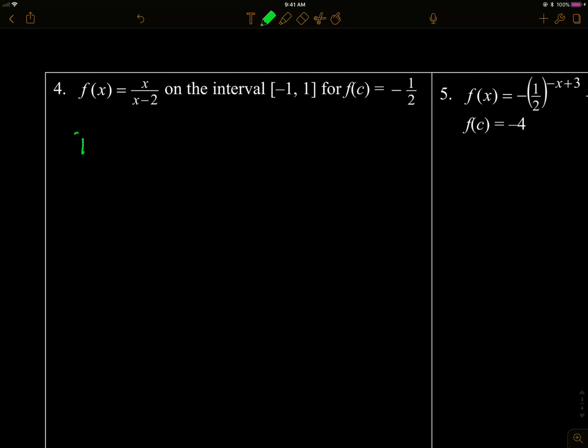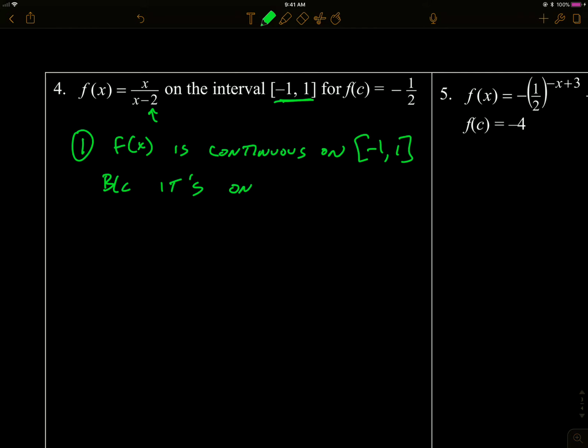So, step 1. Does this graph have any discontinuities? It does at 2, right? Is 2 on this interval? It is not, so I'm good to go. So we're going to say something like f of x is continuous on negative 1 to 1 because its only discontinuity is at x equals 2.